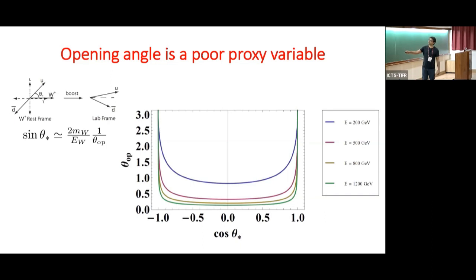It looks very flat for a large range of cosine theta star, and it looks even flatter as I go to large boosts, so this is going up in energy of the W boson. So if I'm interested in measuring high energy W bosons and I try to measure the opening angle, you can see that if I make a small error in the measurement of the opening angle, I will make a large error in my inference of cosine theta star. So the traditional technique which has been used by the experiments is not a very good variable to use because you would make large errors on trying to reconstruct theta star, and therefore large errors on trying to reconstruct the polarization of the W boson.